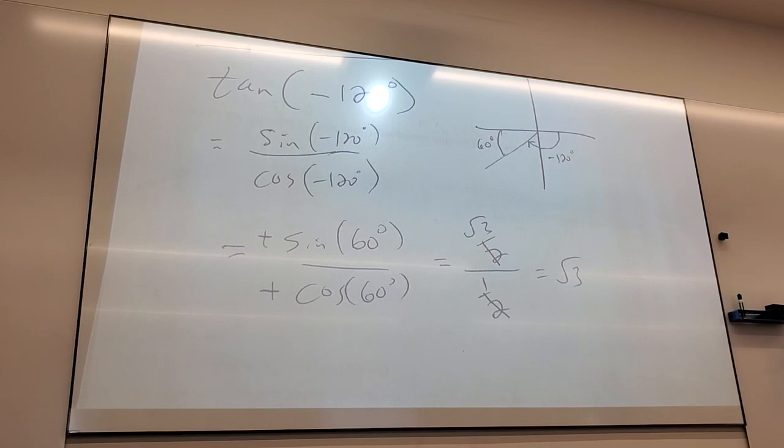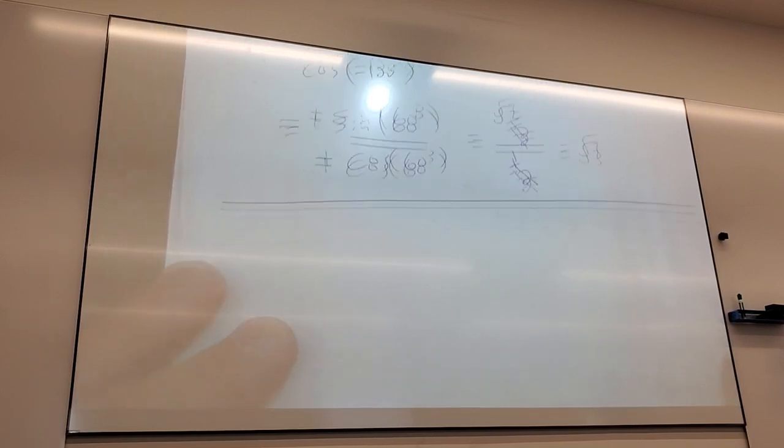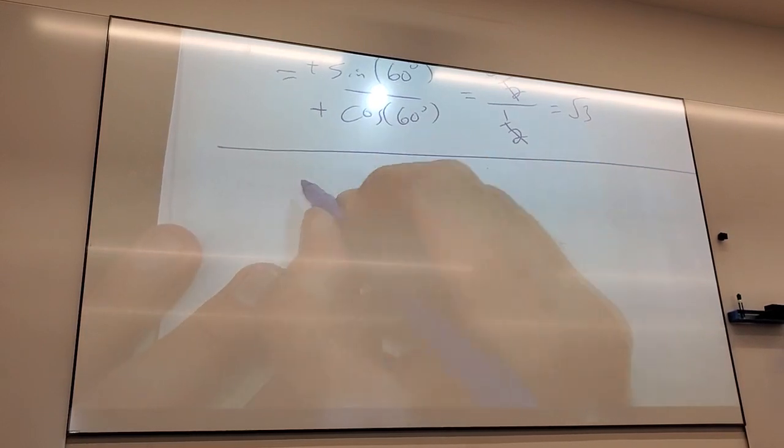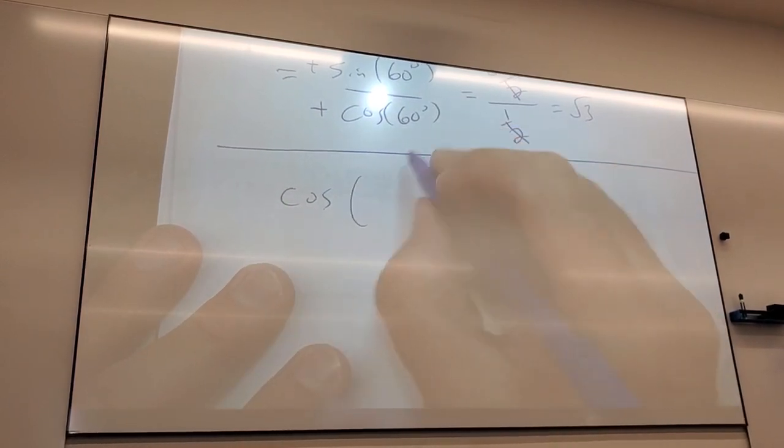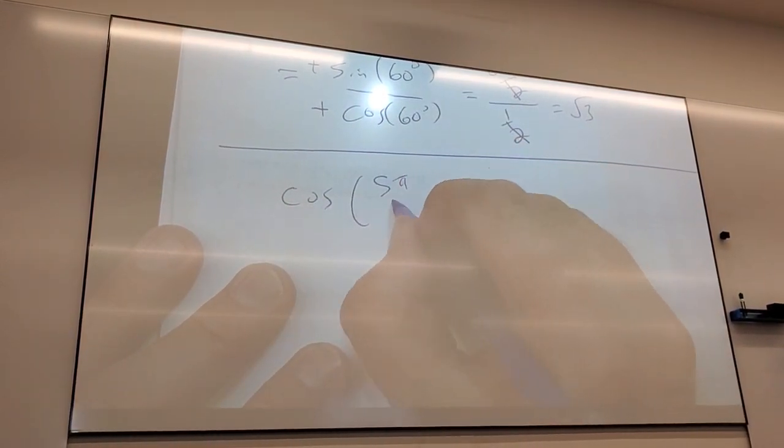How are you guys feeling about this? Is this all right? So we proved why 30, 45, 60 has the sine and cosine outputs they do. We proved that. So now you memorize it, and then you can build for any quadrant we're in. All right, so what about this here? What about cosine of 5 pi over 4?